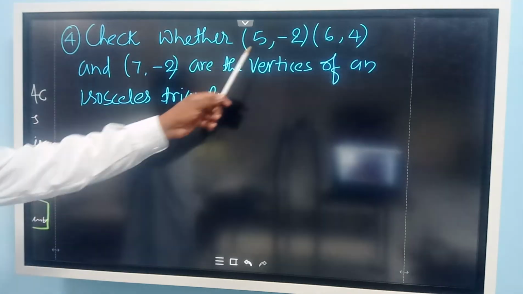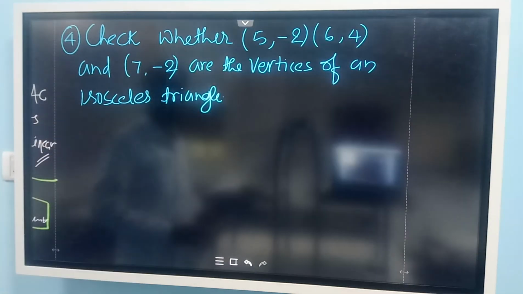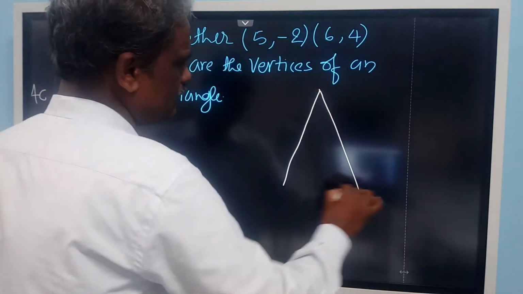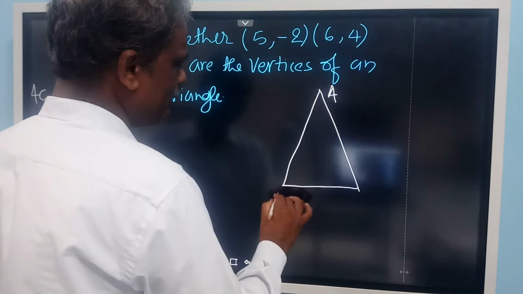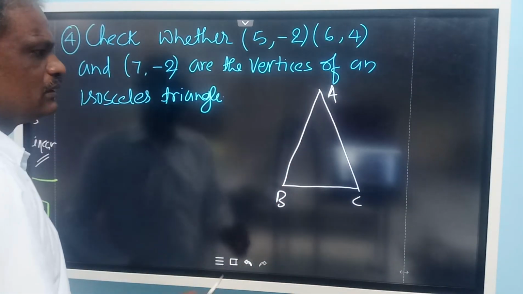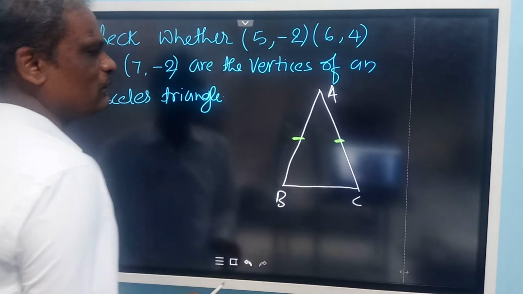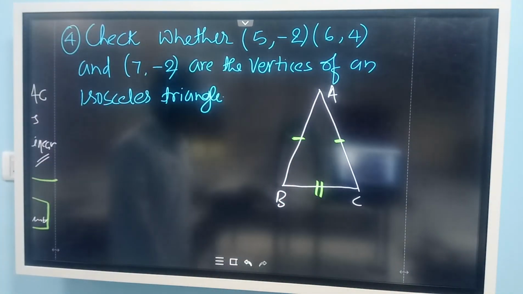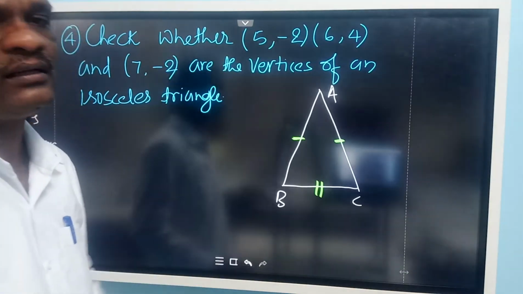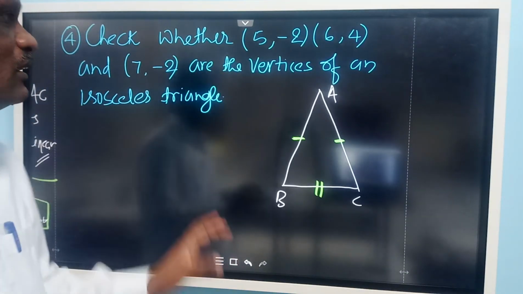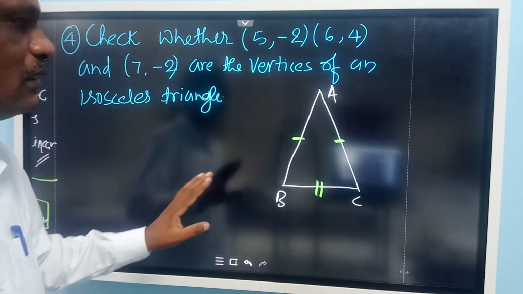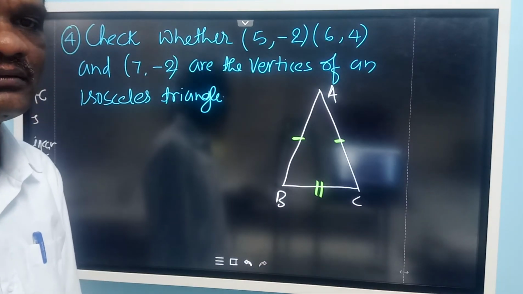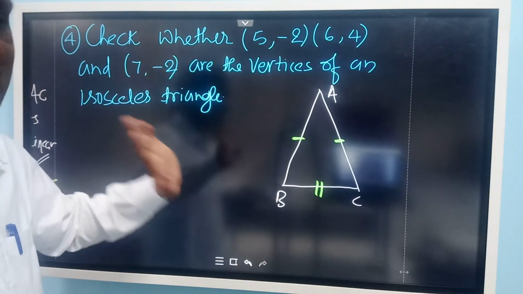Check whether (5, minus 2), (6, 4) and (7, minus 2) are the vertices of an isosceles triangle or not. For this question we should know what an isosceles triangle is. ABC is an isosceles triangle means two of its sides should be equal. AB must be equal to AC and it should not be equal to BC. At least two sides you have to show are equal. Minimum condition, show that they are equal. Suppose if it is also equal to BC, then you can conclude it is an equilateral triangle. But here we have to show that it is an isosceles triangle.